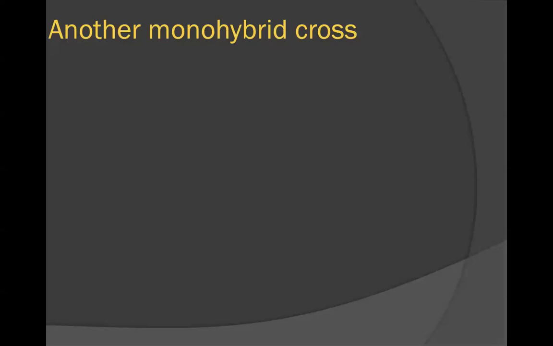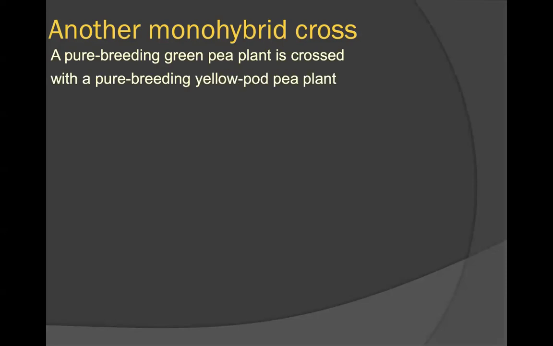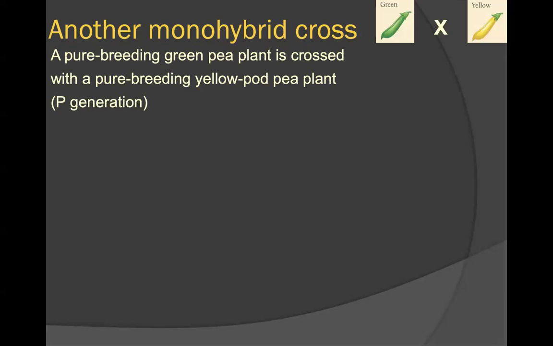We're now going to do another example of a monohybrid cross. A monohybrid cross looks at simply one trait. We will see when we get to the further slides that we can have dihybrid crosses that look at 2 different characters. So here we've got a pure breeding green plant that is crossed with a pure breeding yellow pod pea plant. So we can get an idea of what our parental generation looks like. Here we have a green pea pod plant crossed with a yellow.